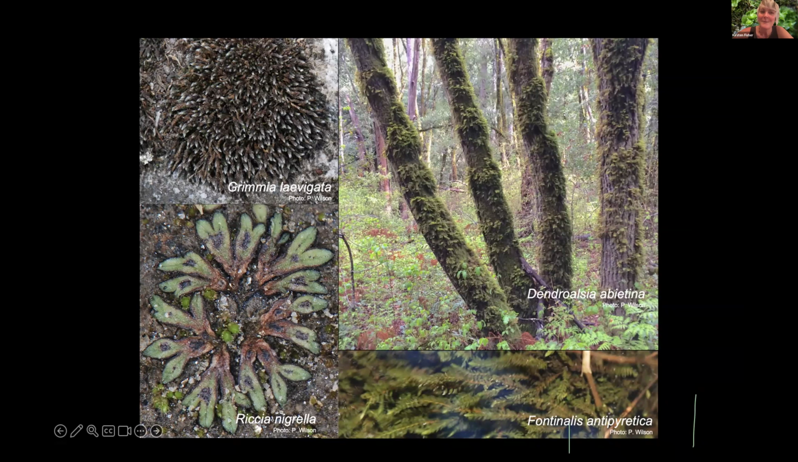Grimmia is a really common species on rock in California. If you see these really beautiful, this is kind of a loose one, the Levigata, but there are some very tight little clumps as well that you can find of Grimmias. And then this is a Riccia, which are these really cool soil and also occasionally aquatic liverworts that you'll find, particularly in deserts. And Fontinalis is a common aquatic, fully submerged moss.